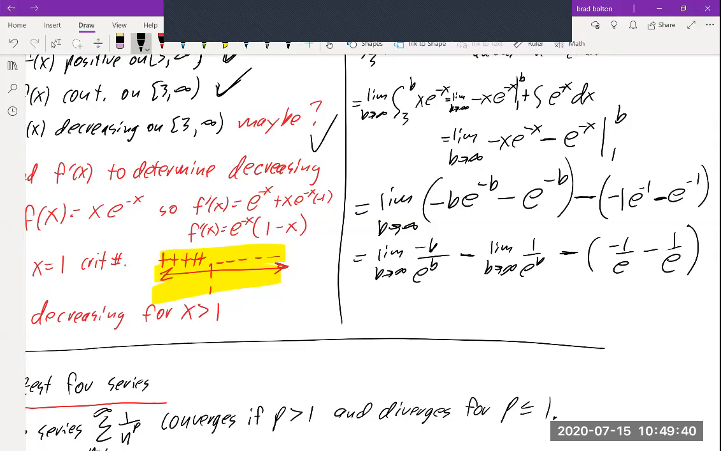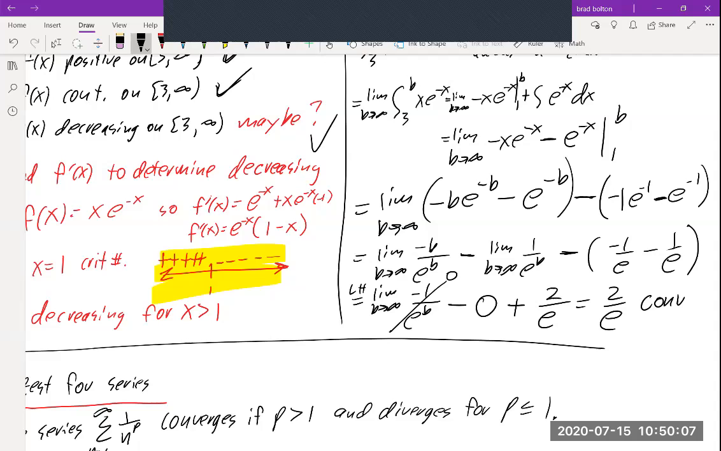Now this one needs L'Hopital's, and this will become the limit as b approaches infinity of negative 1 over e to the b. This will become 0. This will become minus, plus 2 over e. This will become 0 as well, so we're left with 2 over e, I believe. Yep, which is convergent. So this is convergent.